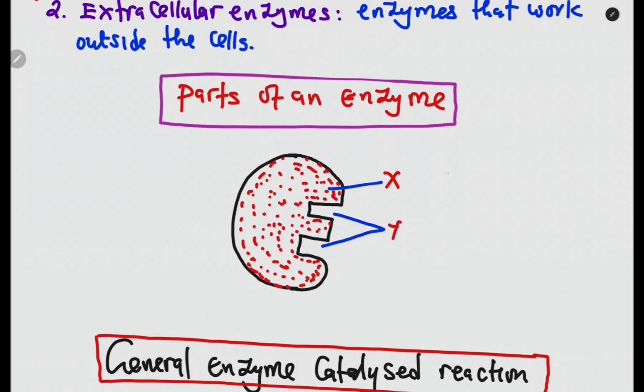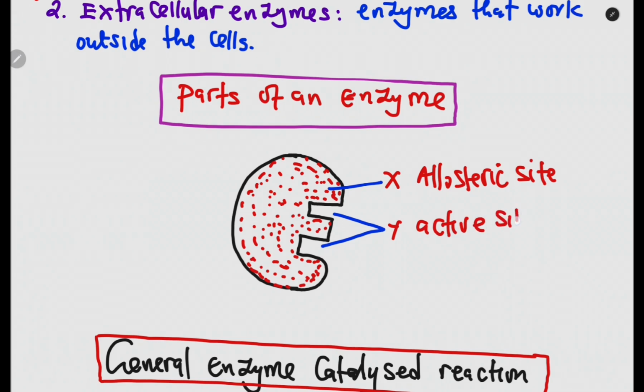So there are two parts of the enzyme here. X is called the allosteric site. Then we have Y pointing at these two spaces here, and this is the active site. Now as we go on, the enzyme acts on the substrate.